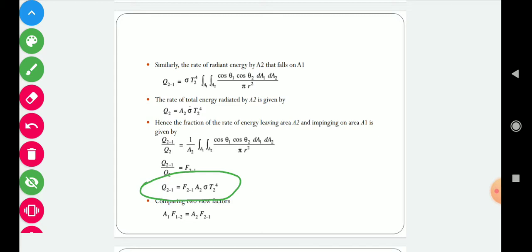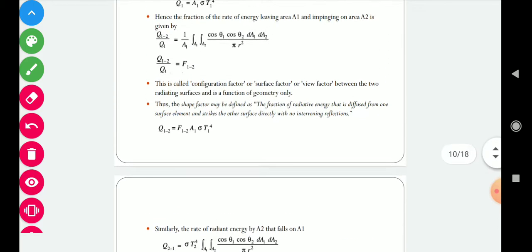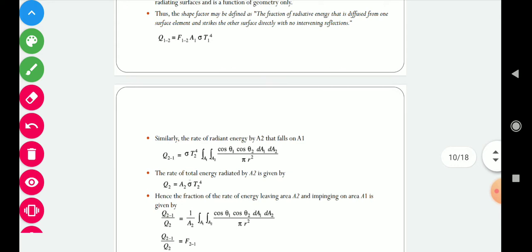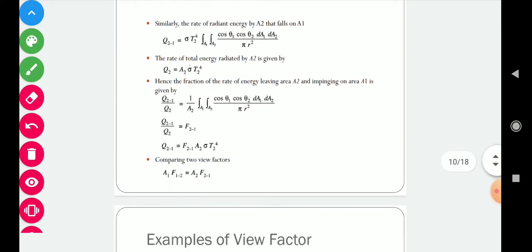So if we compare Q12 by Q21 that we have derived over here, then we can say A1F12 will be equal to A2F21. This is a very important correlation, and you must memorize these equations. A1F12 equals A2F21.